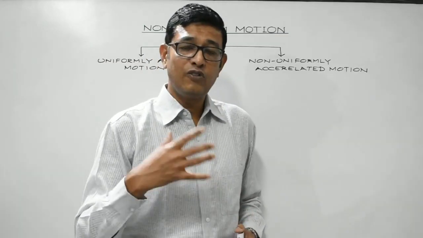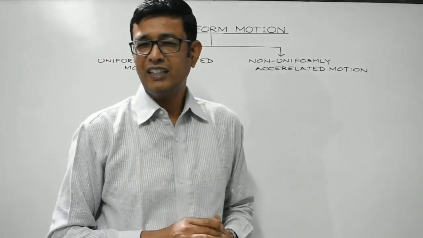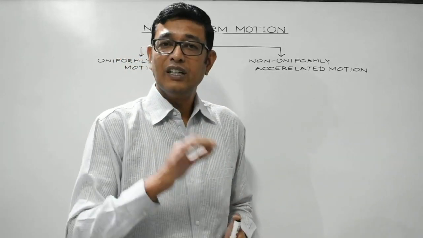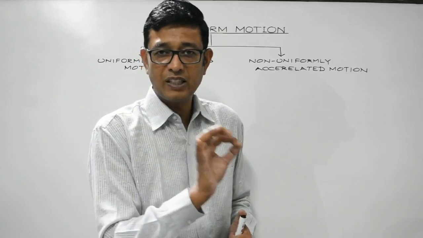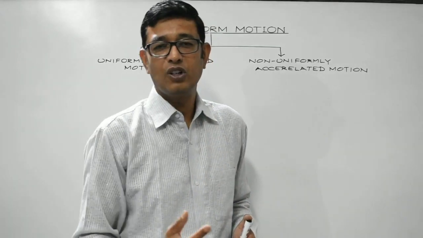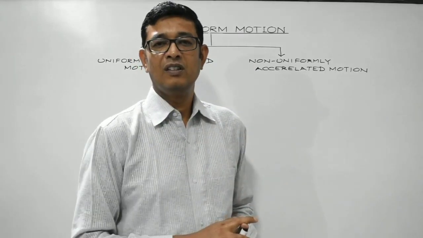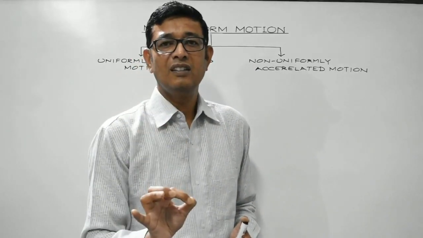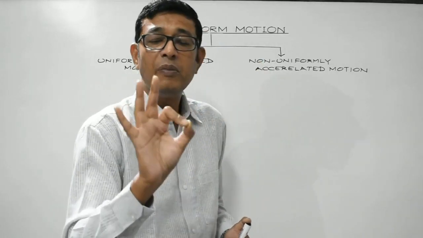So for a non-uniform motion, the body should move randomly. That is, it shouldn't move with a constant velocity, isn't it? So whenever a body covers unequal displacements in equal intervals of time, the body is said to possess non-uniform motion. And the most important point to be noted down is that in the case of uniform motion, the velocity of the body remains constant.